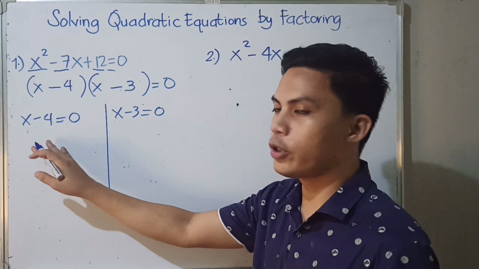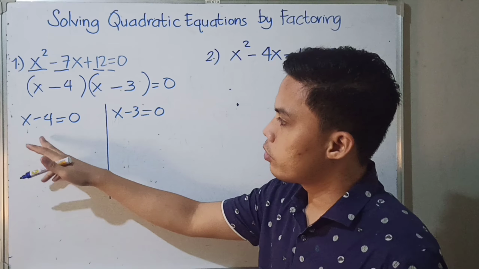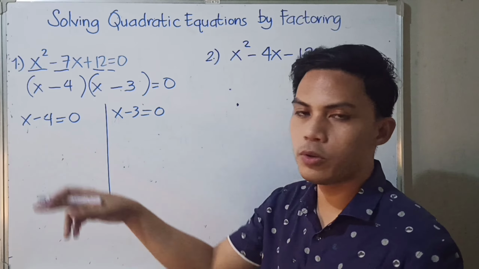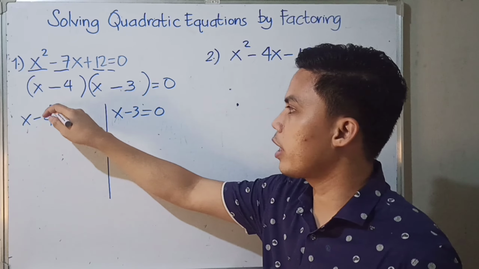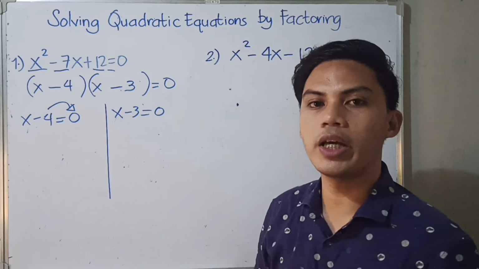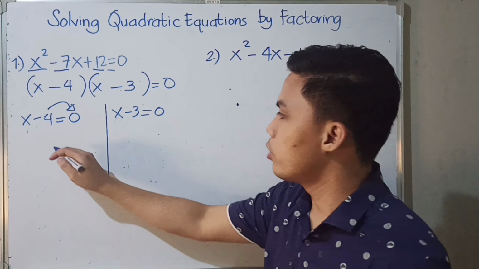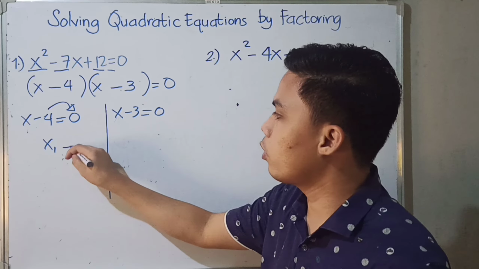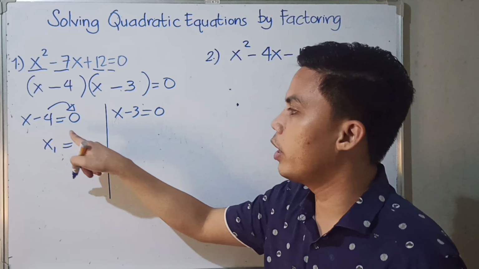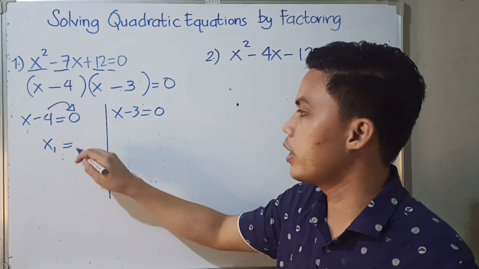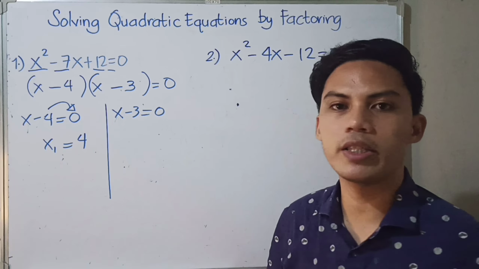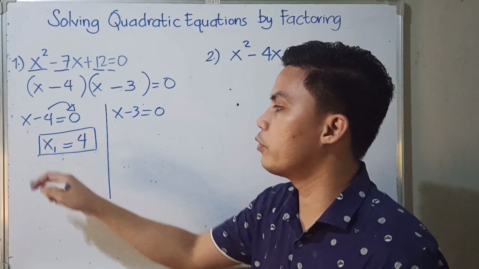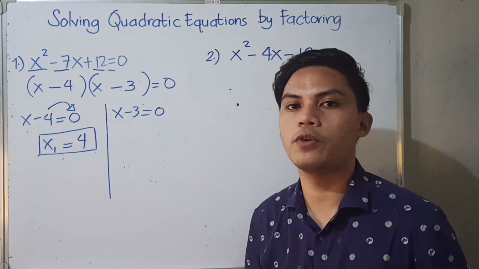So, sa first factor, we're going to solve for x. So, paano siya i-solve? We're going to transpose negative 4 sa right side ng equation using the addition property of equality. So, you will have x, or x sub 1 is equal to negative 4 magiging positive 4 na. Kasi nga, nilipat natin siya sa right side ng equation. So, our first root is equal to positive 4.